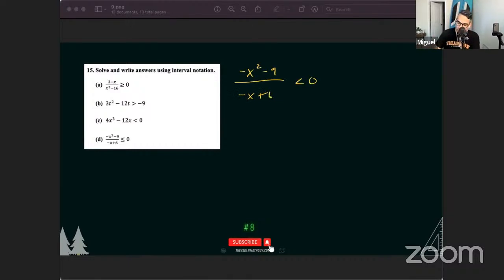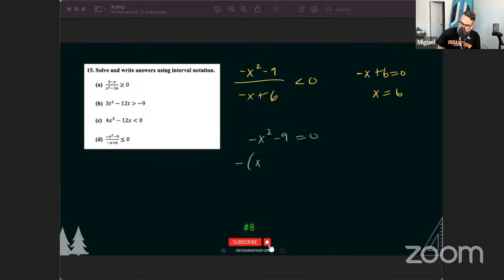Always look for those discontinuities when the bottom is equal to 0. So let's just figure that out first. When is the bottom equal to 0? That's when x is equal to 6. So we know that's going to be a discontinuity. And then let's just worry about the top now. We have -x squared minus 9. And we're trying to find when that's equal to 0 because we know we're going to test points in between.